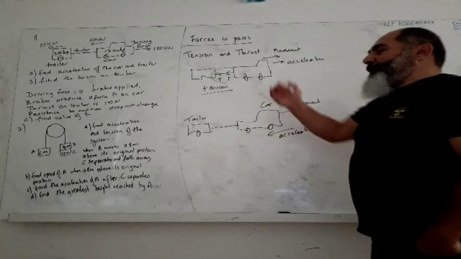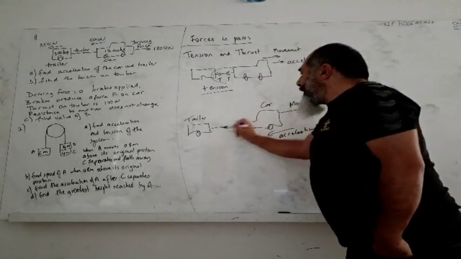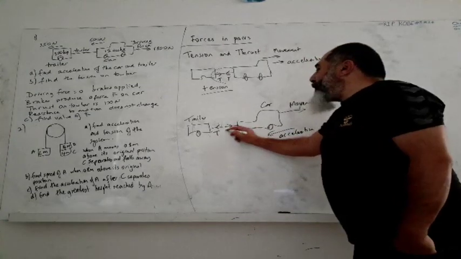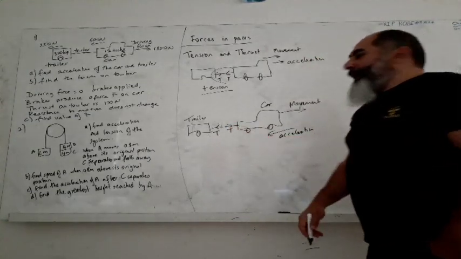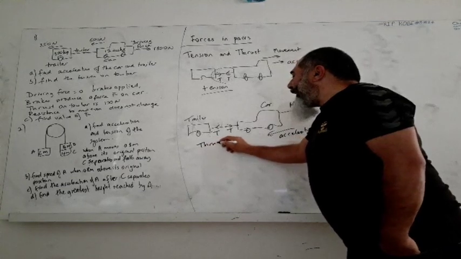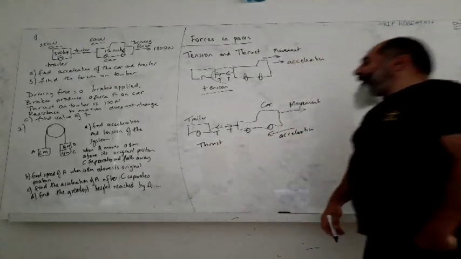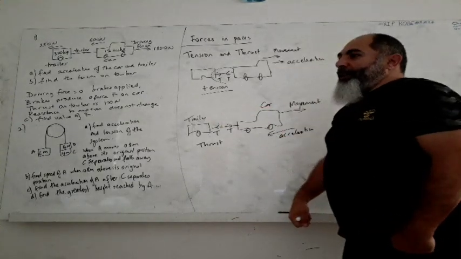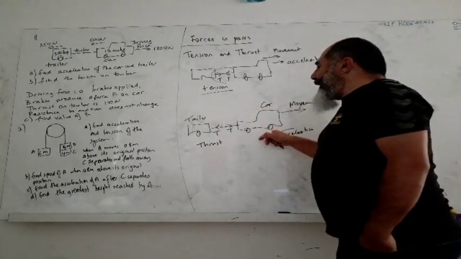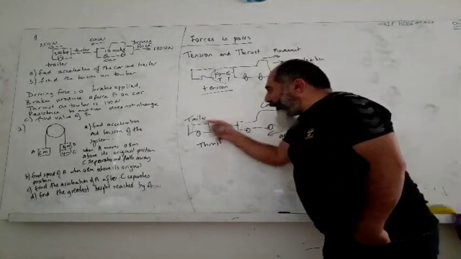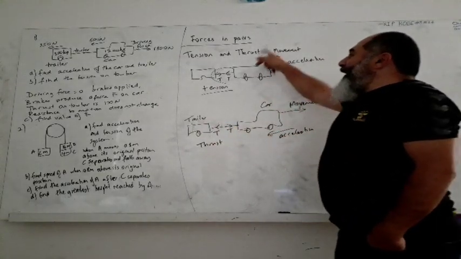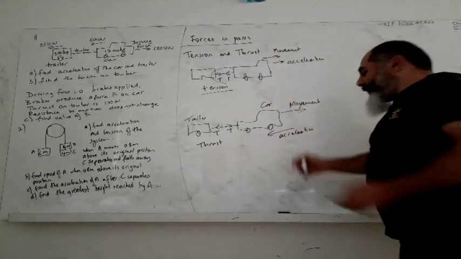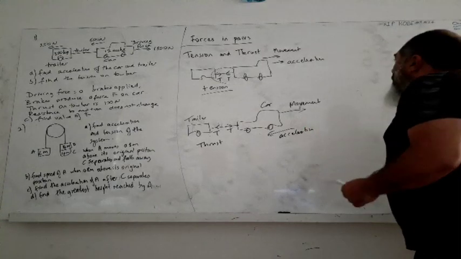Then again we have a pair of forces on the tow bar. Again we call them T, but they are actually thrust. And thrust is always to the object. Not away, but to the object, it points to the object. These are the differences between tension and thrust. So let's solve example 1.